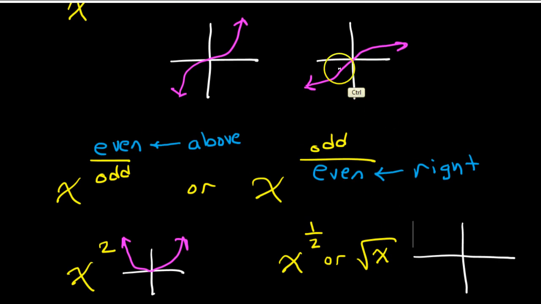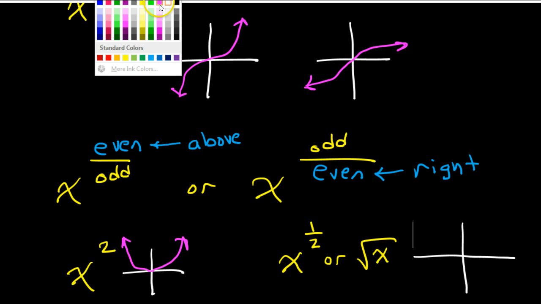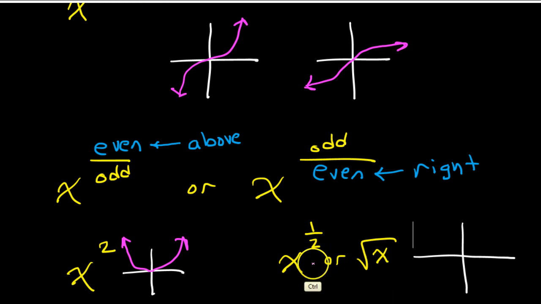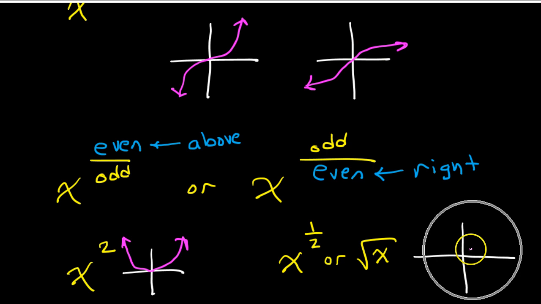So what would have been a graph that looks like this, if this were odd, like 1/3, you can't include the negative side because you can't take the square root, or any even root, of a negative number. So if I keep only the right-hand side of it, it's going to look like this.